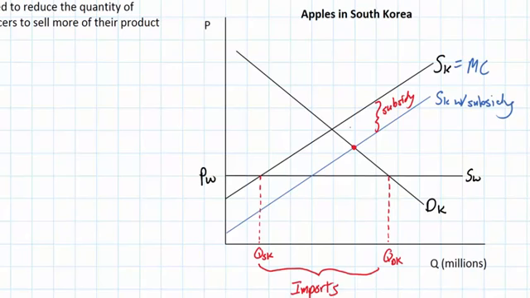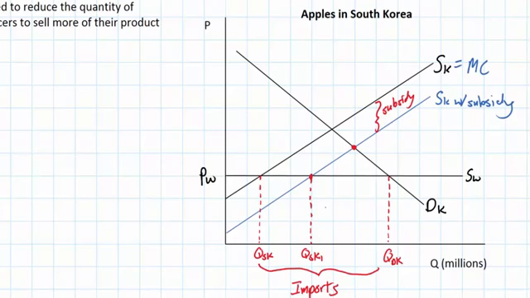So what happens instead is that due to the lower marginal cost of production, Korean apple growers are now going to be willing and able to provide a greater quantity of apples to the market at the world price of PW. So what we end up with is a new domestic quantity supplied. I'll call this QSK, that's the South Korean quantity of apples produced, 1. How does this impact the quantity demanded?